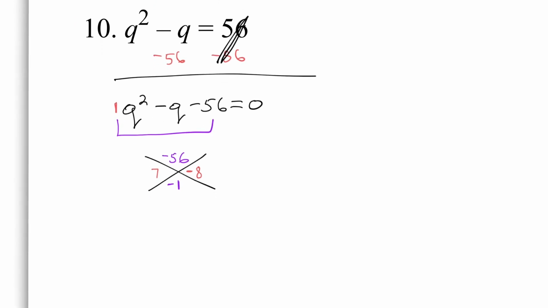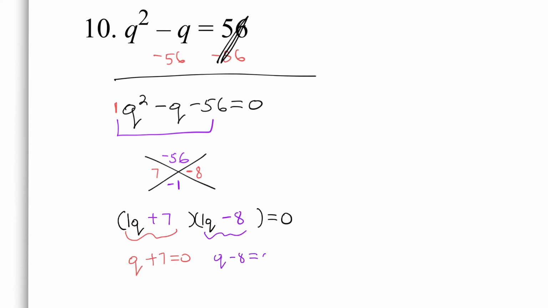So my next step is you make your two binomials, bring down the equal to 0 because you're solving. My A value is 1, so you have 1Q, 1Q. And my factors are positive 7 and negative 8. Now, this is only factoring, so the next step, now you're going to solve. So we're going to use the zero product property. You're going to set every factor equal to 0. So you take the first binomial, 1Q, I don't need that 1, Q plus 7 equals 0. And the second one will be Q minus 8 equal to 0.